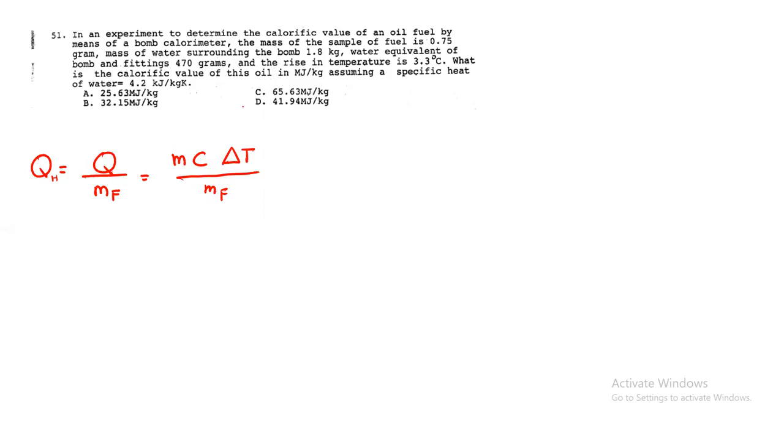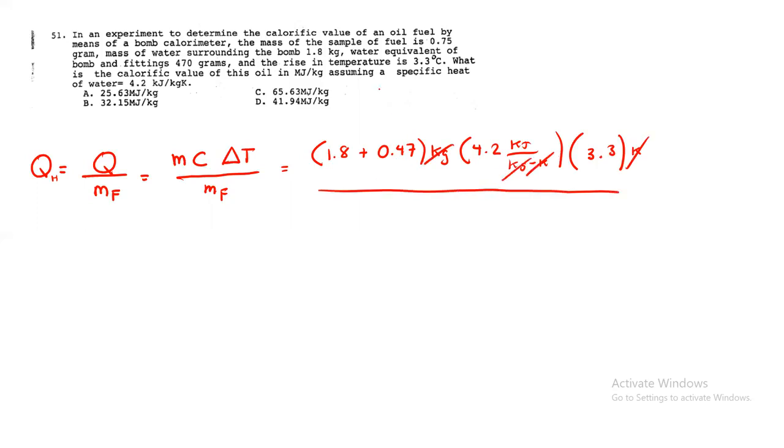So si mass dito guys, mass ng water surrounding the bomb 1.8 plus yung water equivalent of bomb and fitting. So ito is Q ng water. So ilan yung mass natin? 1.8 kilograms plus 0.47. So itong 470 grams, 0.47 para maging kilogram. Then ang C natin is 4.2 kilojoule per kilogram Kelvin. Then ang change in temperature, 3.3 Kelvin. So cancel, kilogram divided by mass ng fuel na 0.75 grams. So 0.75, divide natin ng 1,000 para maging kilogram din. So yan, makuha natin yung sagot dito.